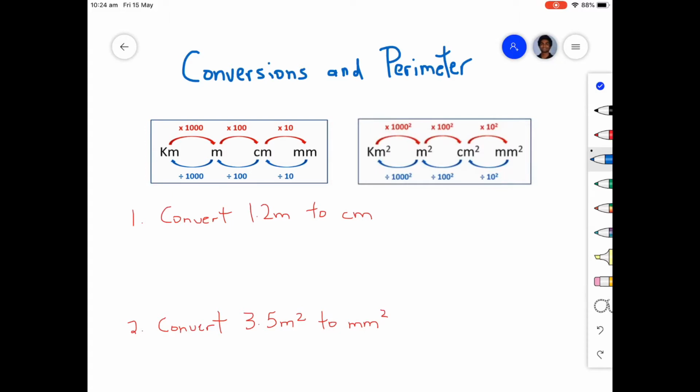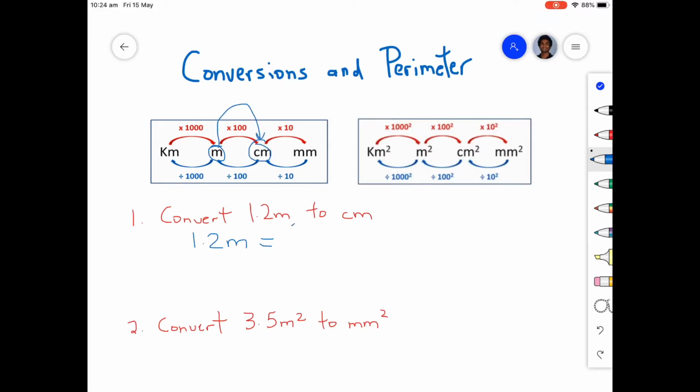Now looking at our first question here, convert 1.2 meters to centimeters. The first thing we need to identify is that we're looking at a distance. So we will be using our left flowchart. Okay, let's write down 1.2 meters, and we need to convert that to centimeters. So looking at the flowchart on the left, to convert from meters to centimeters, we need to times by 100.